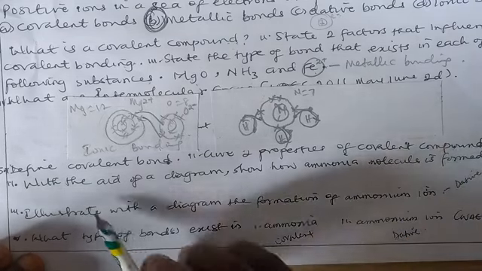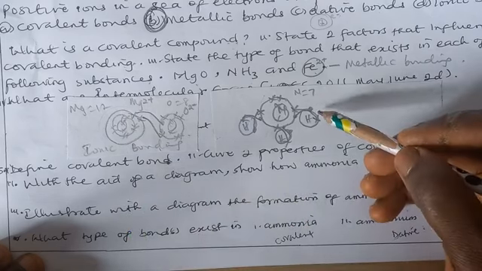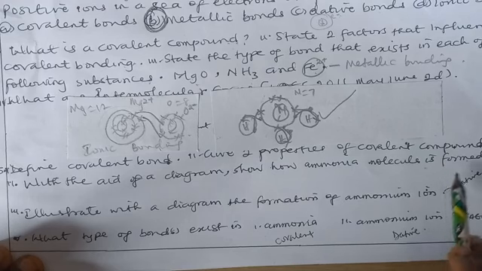That's the meaning of volatility. Now, with the aid of a diagram, show how ammonia molecule is formed. I've just explained that here. That's another year, WAEC 2018.